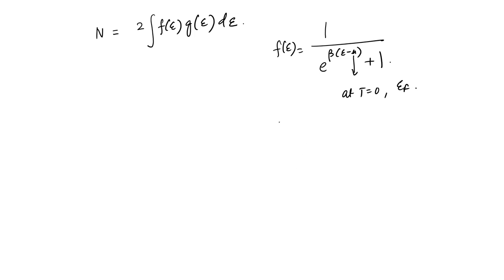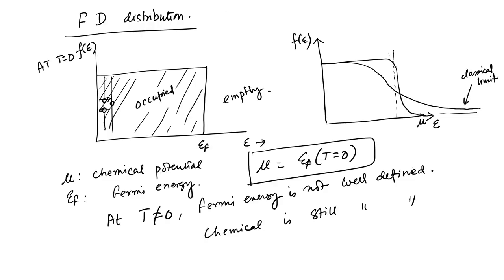Okay, so you can see this easily if you write this down as exponential of epsilon minus mu by kT, plus 1. If you put T equal to 0, this would like to be infinity, but only infinity when epsilon is greater than mu. And in that case, f is equal to 0, because 1 by infinity is 0, the plus 1 doesn't matter. But if T is 0 and still epsilon is less than mu, then it's exponential of minus infinity, which tells you that the occupancy is equal to 1. And that's why we see that step structure that you see here.